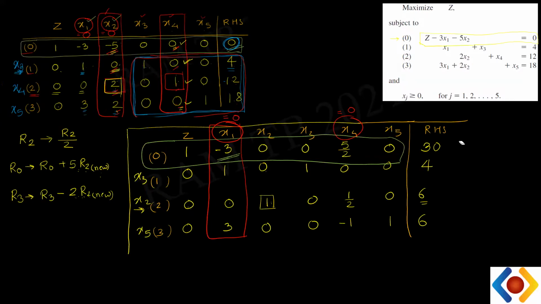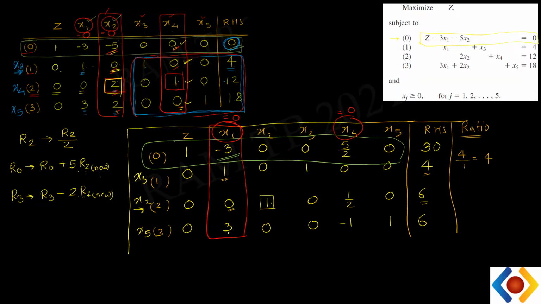Going to the next one. Now I'm introducing the column of test ratio. We don't do that for the 0th row. The ratio is the right hand side upon the coefficient of the outgoing variable. What is outgoing now? x1. For the first row, the right hand side is 4, divided by the coefficient 1, which is positive, so I can take that. We get 4. Can I do that for the second row? No, because the coefficient is 0.